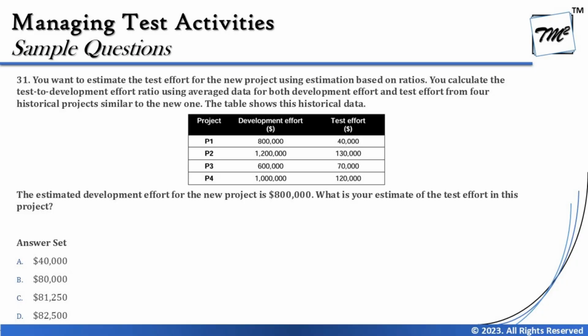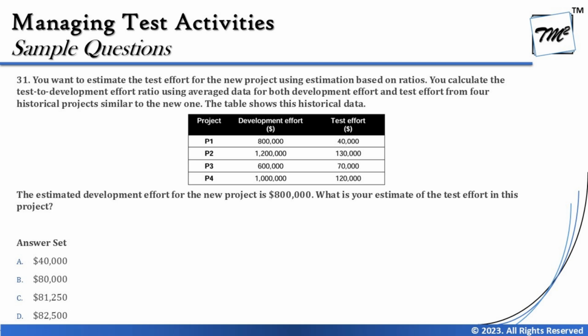So let's look at the question ahead, and the question says you calculate the test to development effort ratio using average data for both development effort and test effort from 4 historical projects similar to the new one. The table shows this historical data here. For P1, we have 800,000 and assume the price is in dollars. So development is 800,000 and test effort is 40,000.